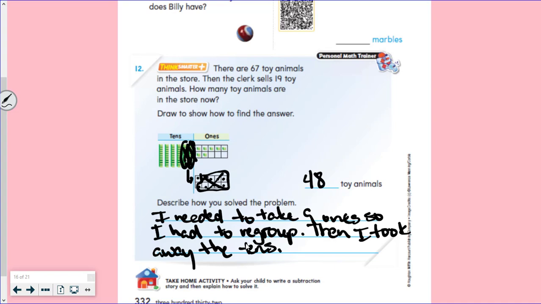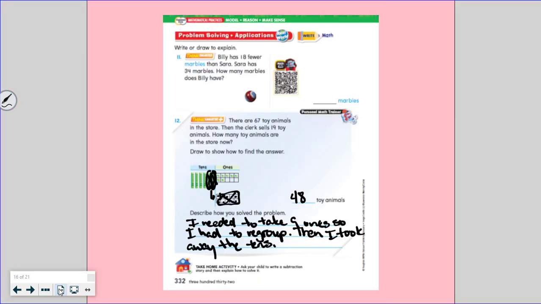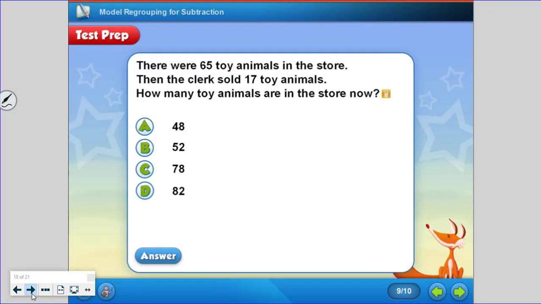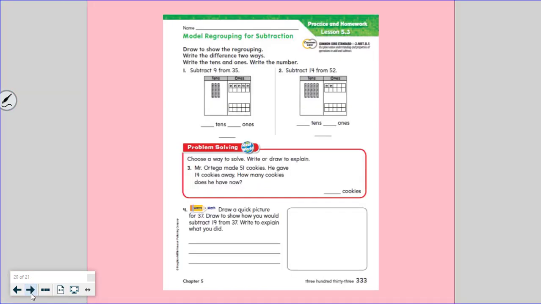And then I'll show you what the other pages are you need to complete. So you need to complete this page and turn it in. Make sure to fill out the bottom part and this page.